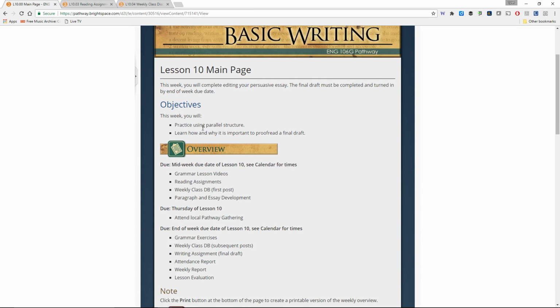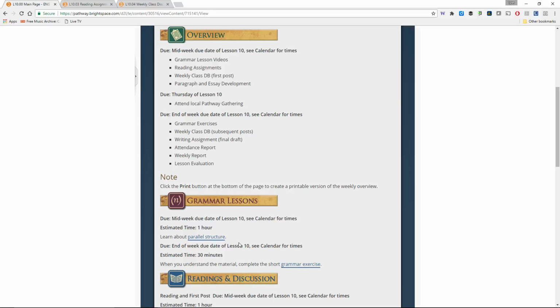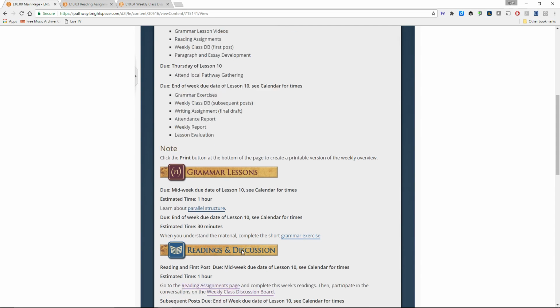You'll talk about in practice using parallel structure, which is a good technique to really get readers invested in what you're writing, and it's a way to help improve the logic and the flow of your argument. So it's a good narrative technique and also a vital grammatical technique.